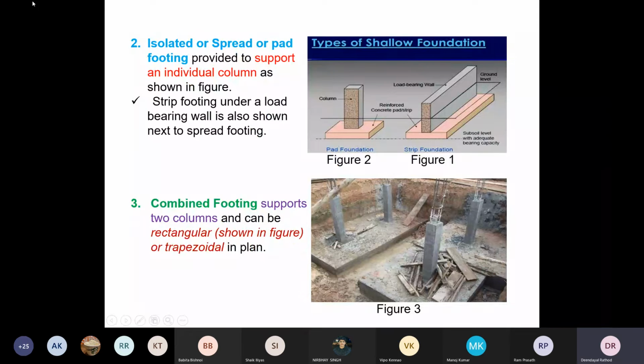The second one is the strip footing. The first, this is the isolated one, or it is called spread footing. It provides support to an individual column.